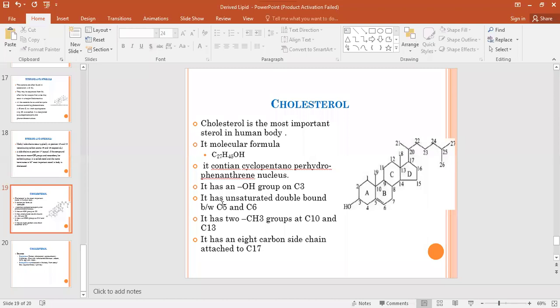It has an unsaturated double bond between carbon number 5 and 6. The unsaturated double bond is present in cholesterol between carbon number 5 and 6. Where is the double bond present? Between carbon 5 and 6.